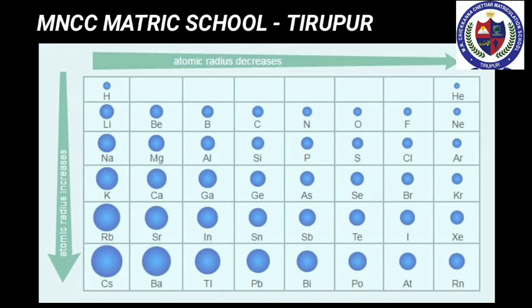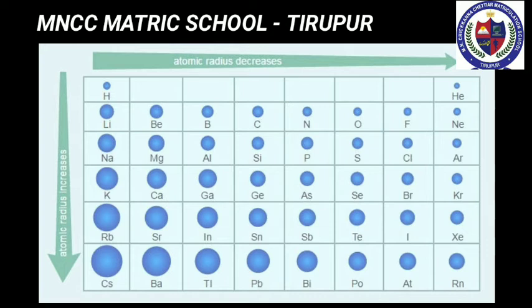Atomic radius of an atom is defined as the distance between the center of its nucleus and the outermost shell containing the valence electron. The atomic radius is referred to as covalent radius or metallic radius depending on the nature of the bonding between the concerned atoms. Atomic radius in metal atoms is known as metallic radius.